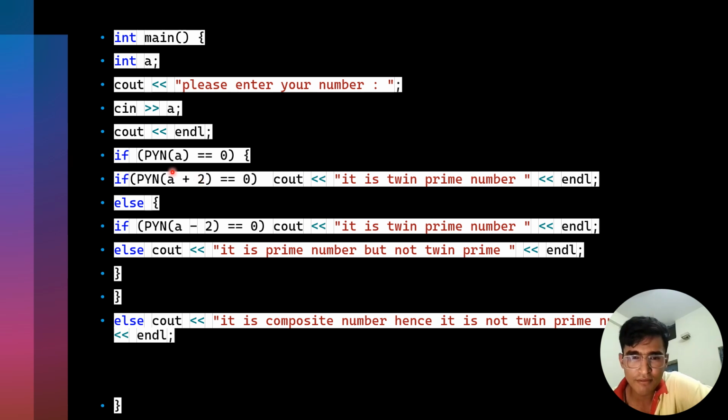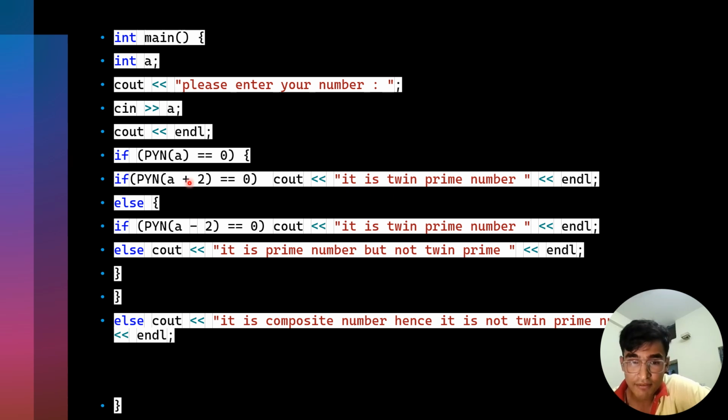If pyn of a is equal to 0, that means a is a prime number. If a is a prime number, then we will check for a plus 2 and a minus 2. First we will check for a plus 2. If pyn of a plus 2 is equal to 0, that means a and a plus 2 are both prime numbers. So a and a plus 2 will form a twin prime pair. So what will be the output? It is a twin prime number.